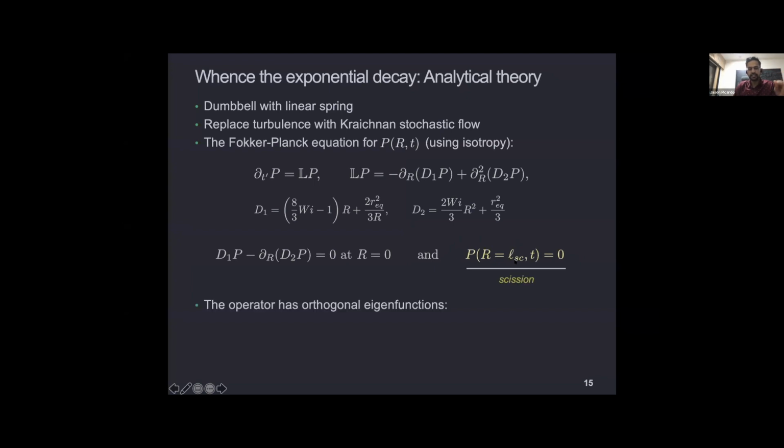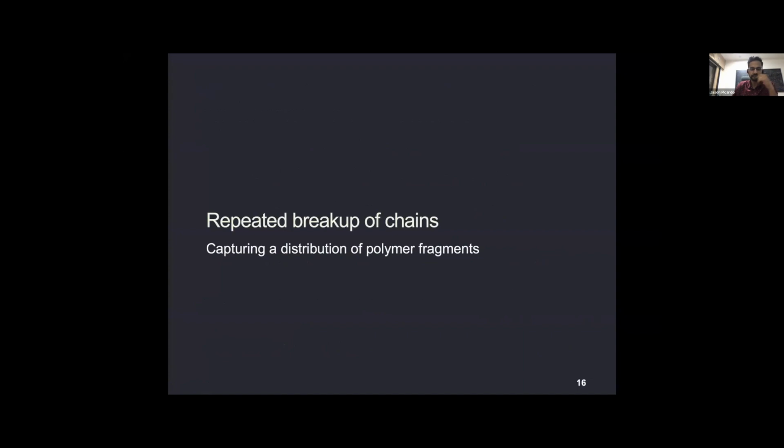So it turns out this is just a linear operator, it's Sturm-Liouville, and it has orthogonal eigenfunctions. And because the number of unbroken polymers is just the integral of this distribution, if I just take the leading eigenmode, I just get this exponential decay behavior. And if one carries out this calculation, you can understand the dependence of this decay on Weissenberg, and all this matches well with our simulations.